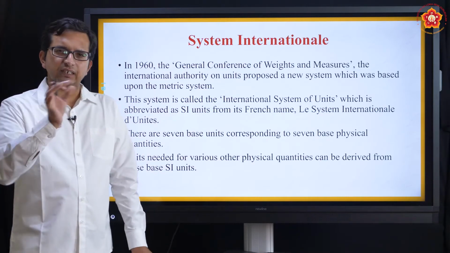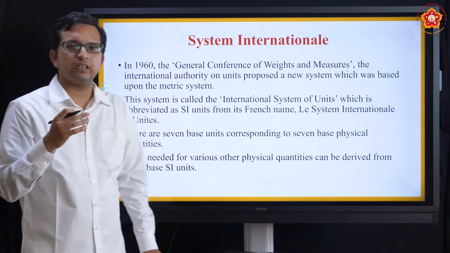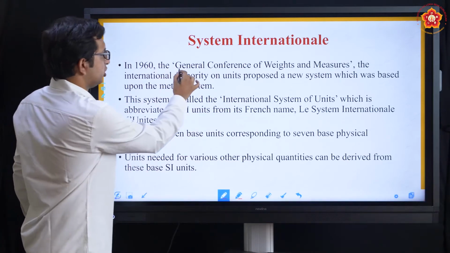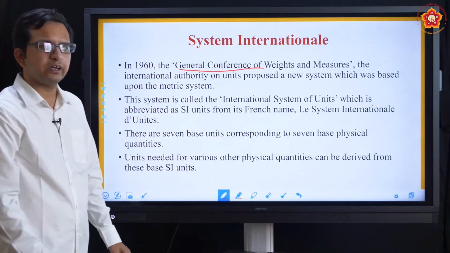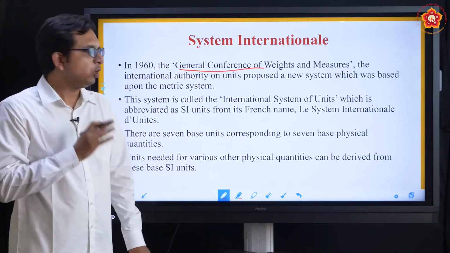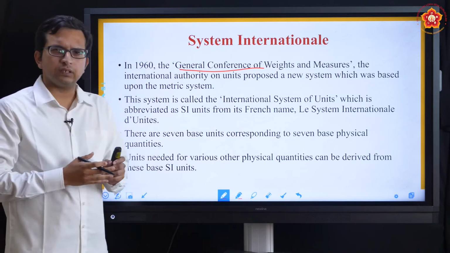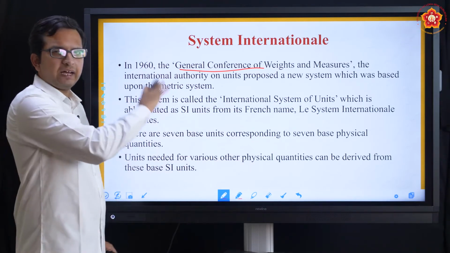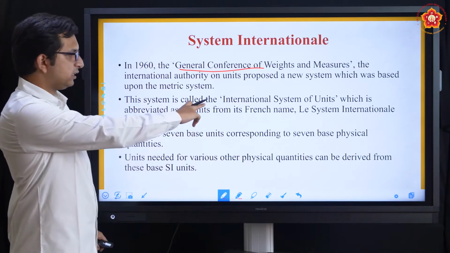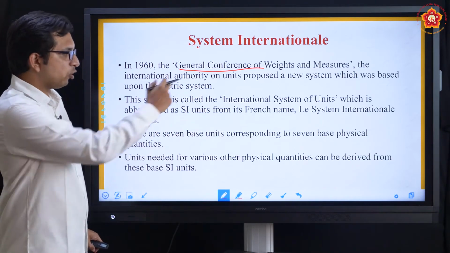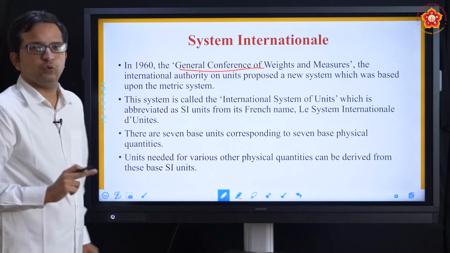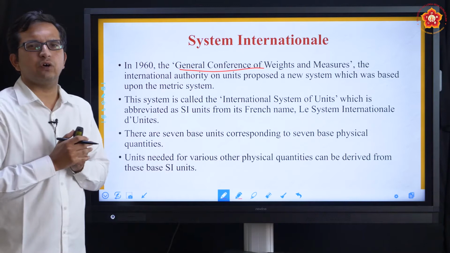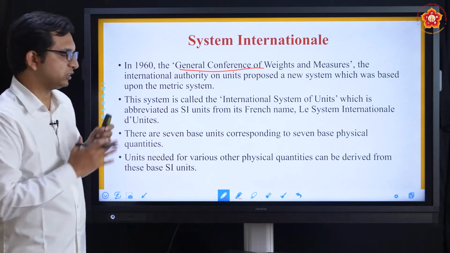The abbreviation is SI, but this is the name of the system internationally, where this Latin name was utilized in the 1960 General Conference held regarding weights and measurements. That General Conference was held in France, and there this system was proposed with the French name Le Système International d'Unités. From that we are going to utilize the English version for our day-to-day uses.